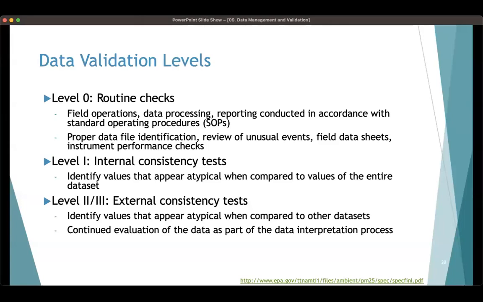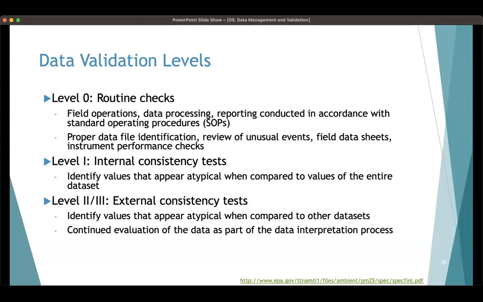Okay, so what will happen on this level 0? First, as the first step, we have to check the entire routine. There we might have to consider the field operations, data processing, and reporting conducted in accordance with standard operating procedures, which means SOPs. These are a few facts which we have to consider.